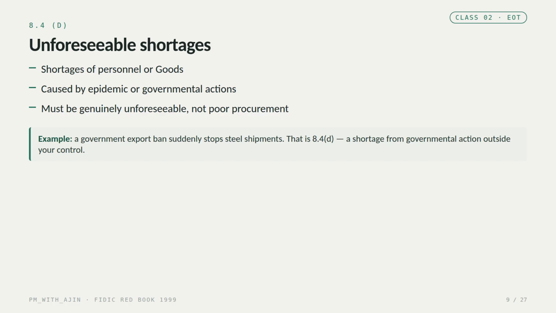Ground D, unforeseeable shortages of personnel or goods caused by epidemic or by governmental action. The test again is that it must be genuinely unforeseeable, not just the result of poor procurement on your side. For example, a government suddenly imposes an export ban that stops your steel shipments. That's a shortage caused by governmental action outside your control, and it falls under 8.4d.